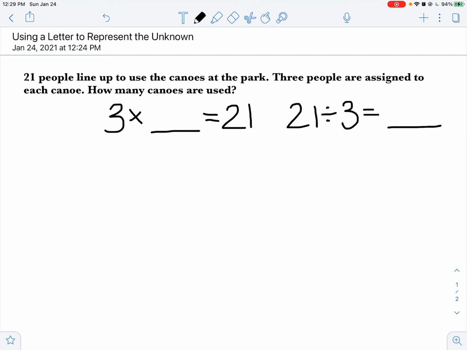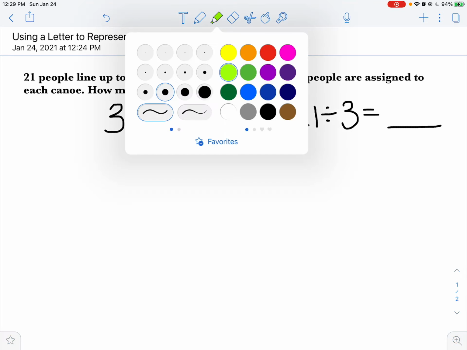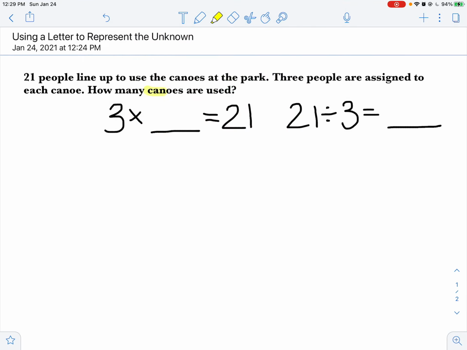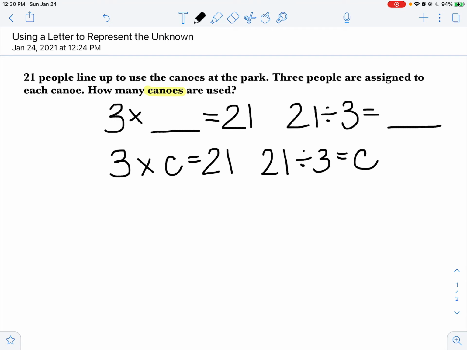Now, instead of writing this line like I did for the blank, we're going to actually use letters today. So because the question is asking me specifically how many canoes are used, I'm going to use the letter C. So what I can do instead is I can write 3 times C equals 21, or I can write it as 21 divided by 3 equals C. Now I'm going to solve.